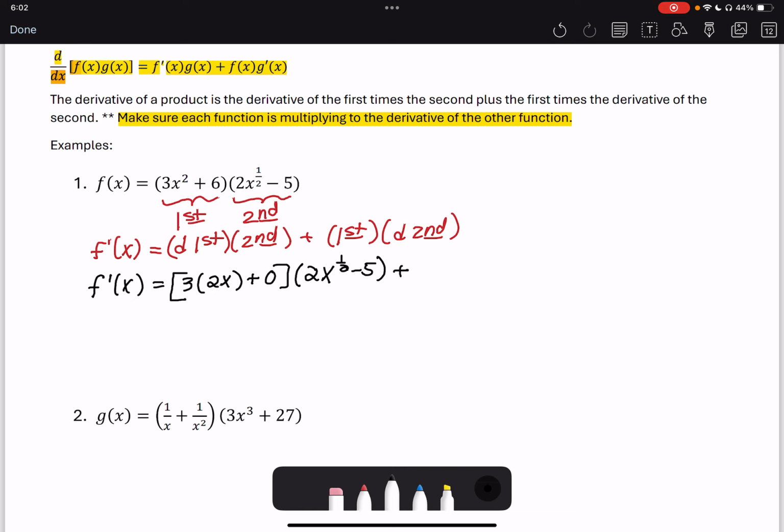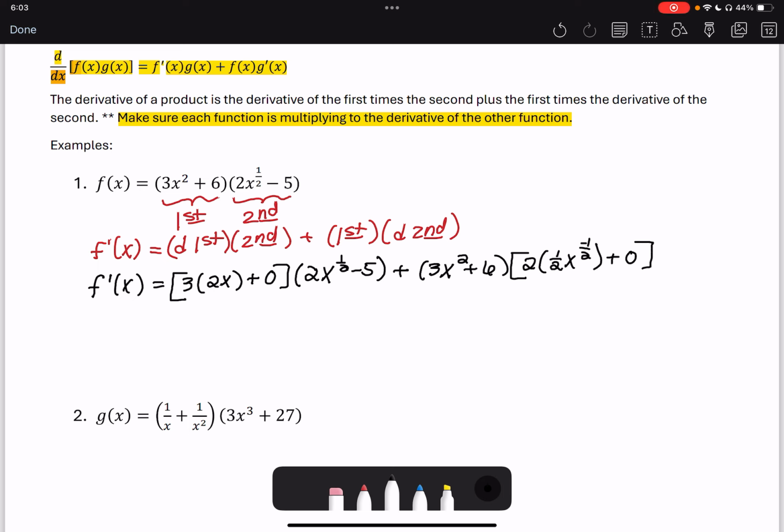All right, and then I'm going to take my first function, which is that 3x squared plus 6, and I'm going to multiply that to the derivative of the second function. So the second function is the 2x to the 1/2 minus 5. The 2 is a constant multiple, and that's going to multiply to the derivative of the x to the 1/2. So that's going to be 1/2 x to the negative 1/2. And then the minus 5 is a constant, so the derivative of that is 0.